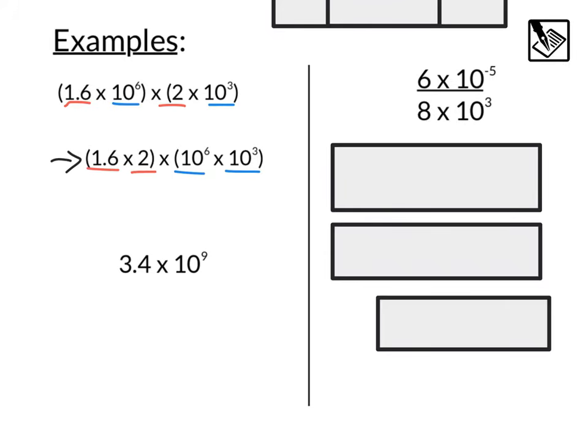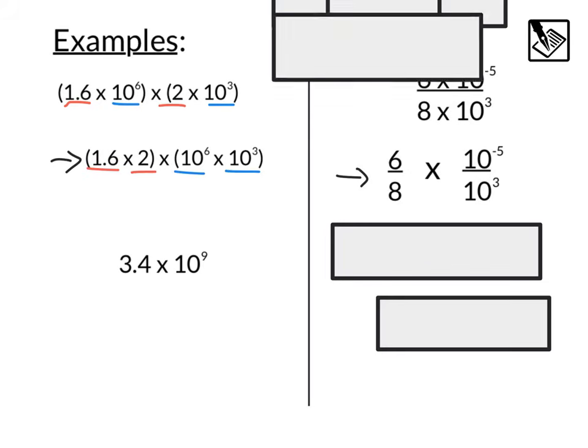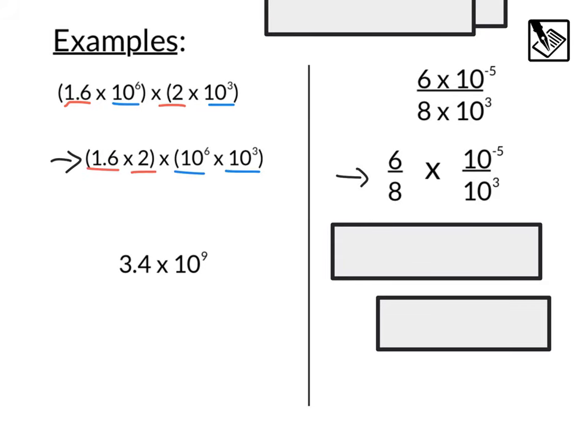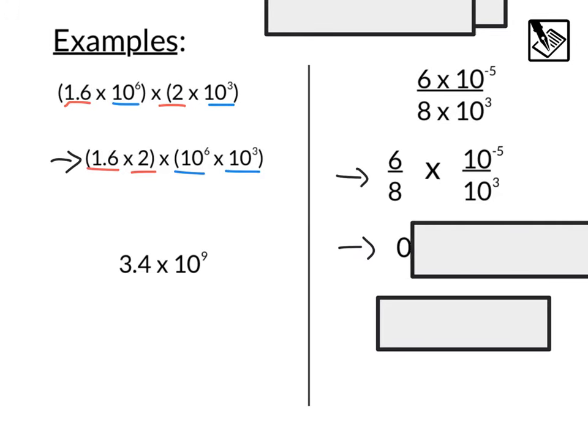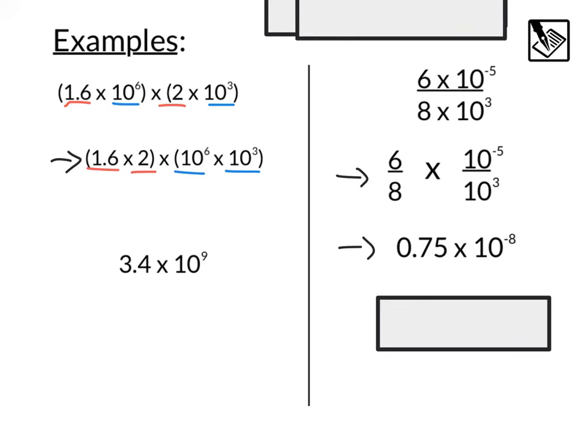How about division? Let's try 6 times 10 to the negative 5th divided by 8 times 10 to the 3rd. Just like multiplication, we're going to group these separate parts together. Here we've got 6 divided by 8 and 10 to the negative 5th divided by 10 to the 3rd. 6 divided by 8 is going to give us 0.75.